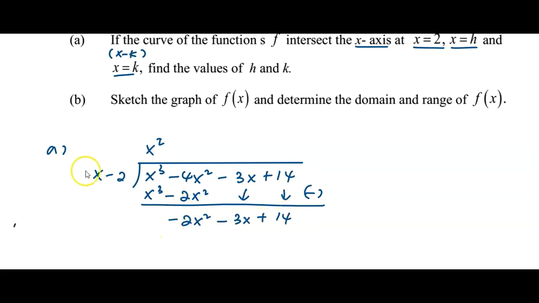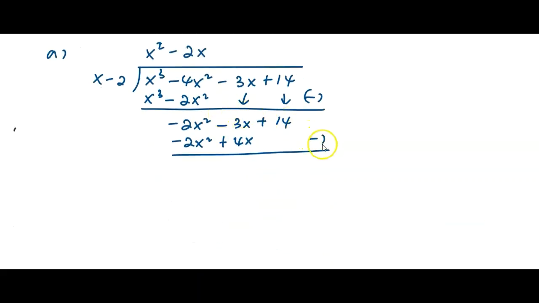Taking the negative 2x squared divided by x, that will be negative 2x. So you will have negative 2x squared, and negative 2x multiplied by negative 2 will be positive 4x. And keep on repeating the same procedure. You get negative 3x minus 4x, that will be negative 7x. Then bringing the 14 down, you get positive 14. Negative 7x divided by x, you get a negative 7. Negative 7x plus 14. So there is no remainder because x minus 2 is your factor.